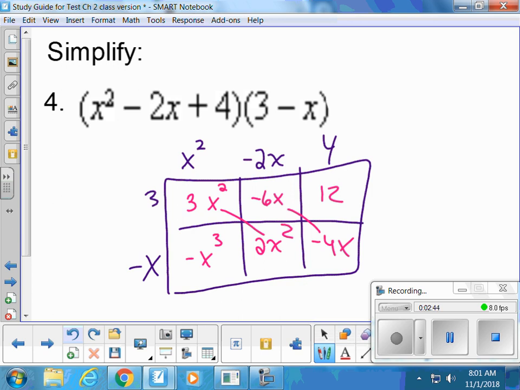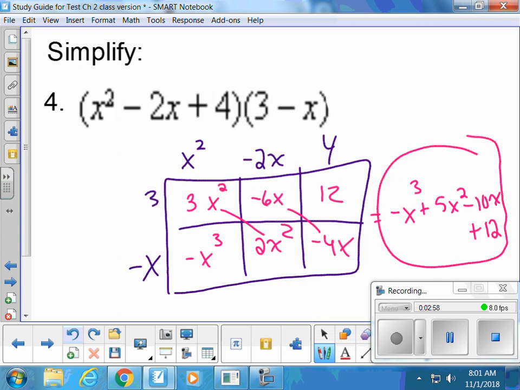My final answer is -x to the cubed, positive 5x squared, -10x, and positive 12. I don't like that it's backwards. Yeah, it is a little backwards from normal. I think they just did that to test you.